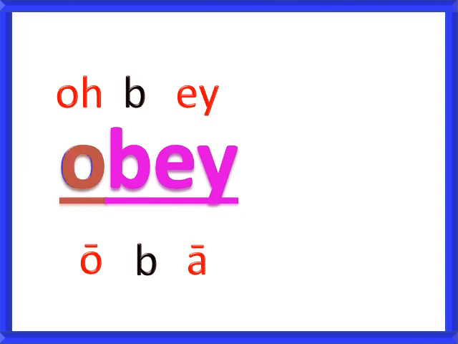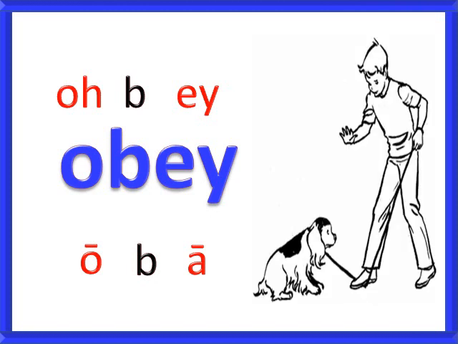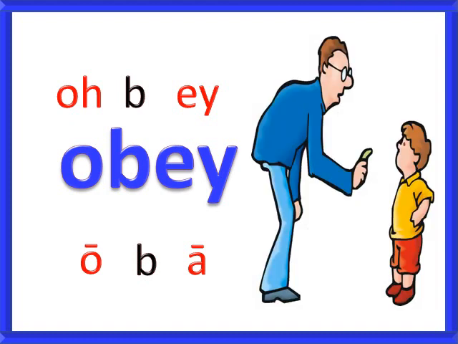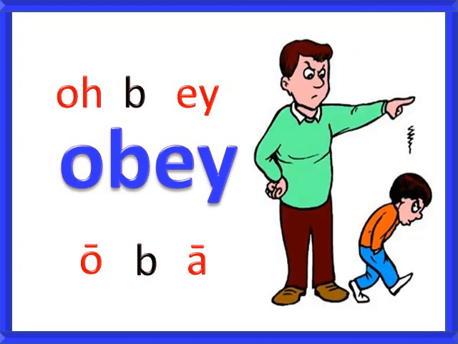Obey. Okay, see the little boy is training his dog to obey, training his dog to listen. Stay puppy, stay. See how the puppy stays? Okay, but now look, see this little boy right here? He's in trouble because he didn't obey what his daddy was trying to tell him not to do. And this other little boy right here, same thing. He didn't obey what his daddy was trying to tell him not to do. Obey means to listen to your parents and your teacher.